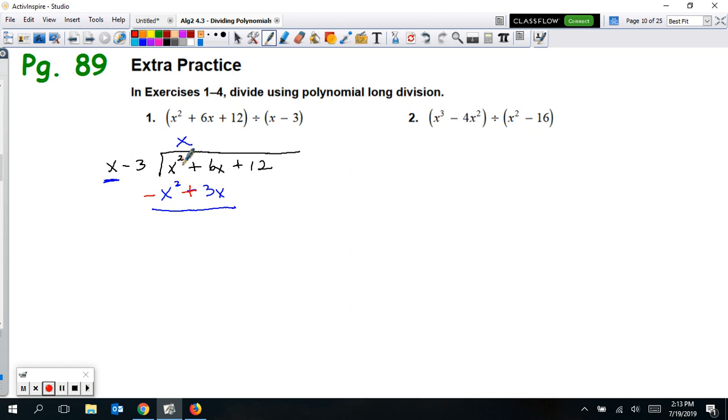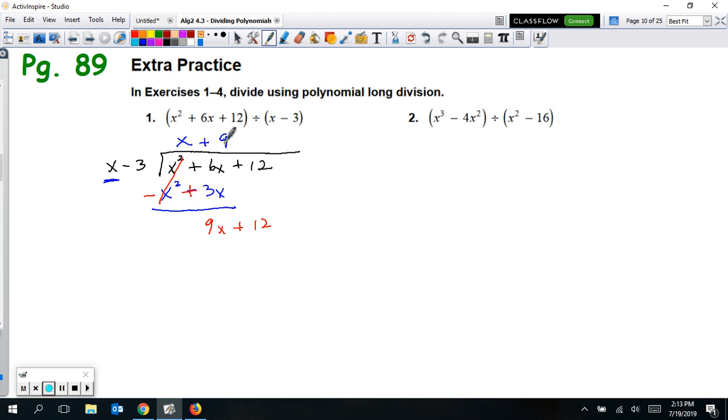So those do cancel each other out. And then 6x and 3x make 9x. And now we're ready to bring down our next term, the plus 12. And we go back to our go-to term here and ask ourselves, what do we need to multiply x by this time to get the 9x that's here? Well, we just need to multiply by 9. So we can say plus 9.